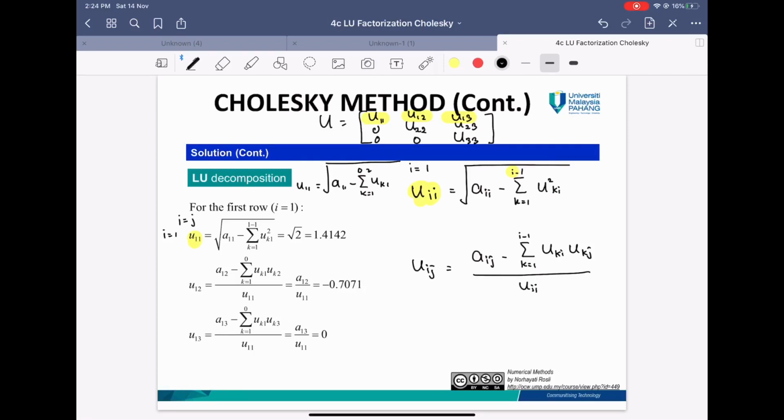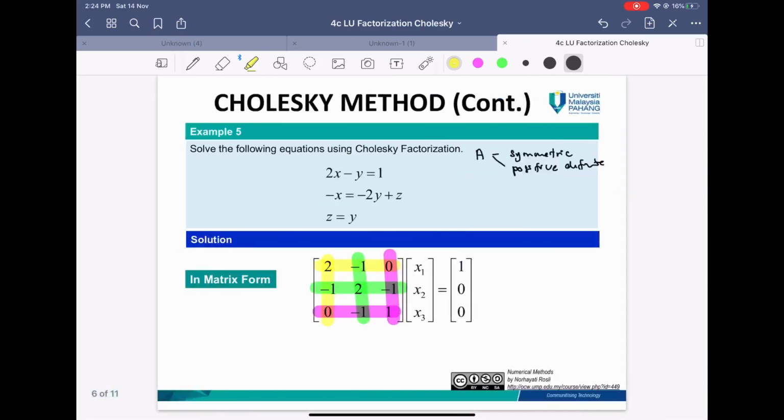Next, we can substitute the values into this formula. What is our A11? A11, we can refer to the matrix A in the first row and first column. A11 is equal to 2.